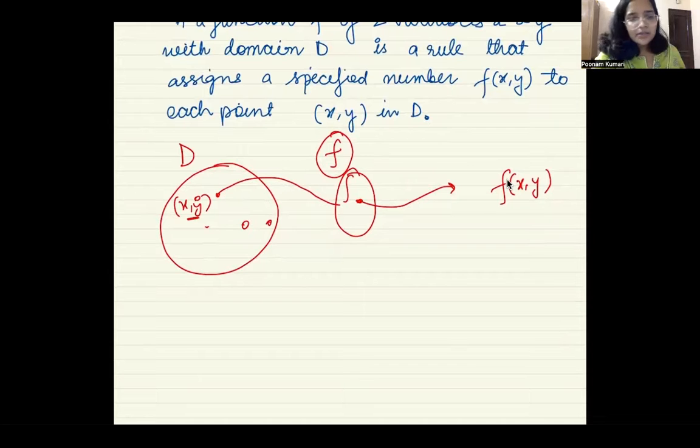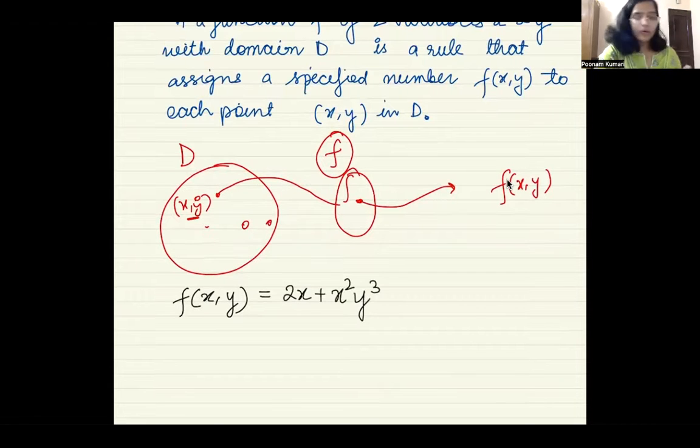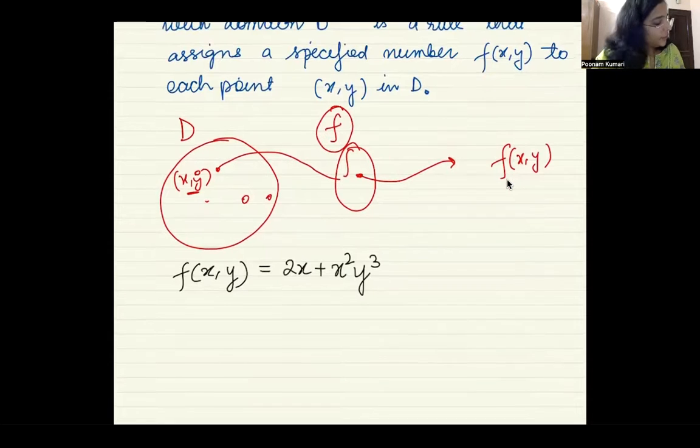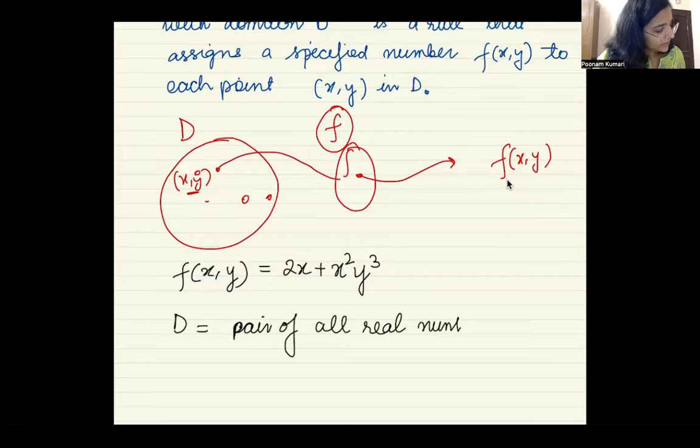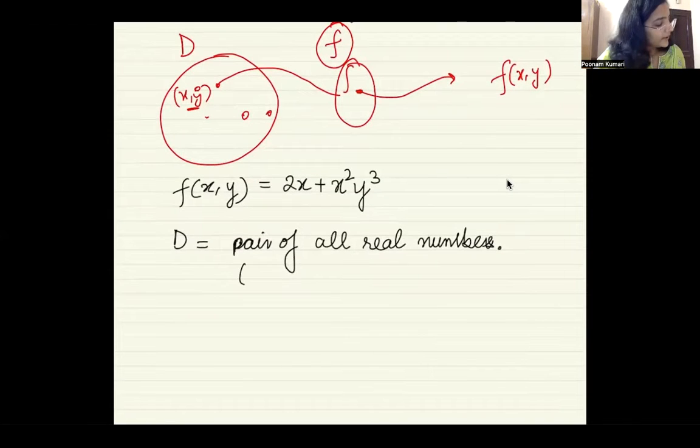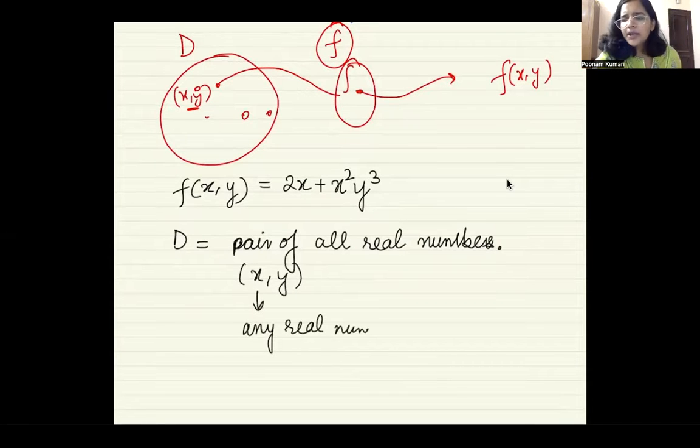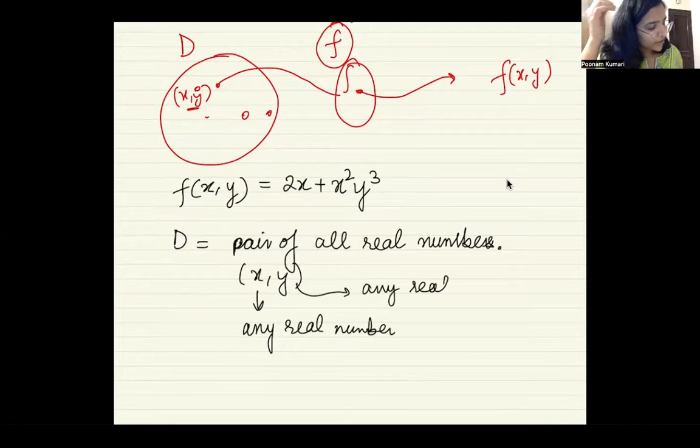अगर आप एग्जाम्पल लेके ट्राई करना चाहते हो, what does it mean? Let's say I have a function which is given by 2x plus x square y cube. This is one of my functions, and domain for this function is pair of all real numbers. Pair of all real numbers matlab my domain is x comma y, and this x could be any real number, कोई भी real number 1, 2, 3, 4, 2.2, 1, 0, anything, it could be any real number. And this y could also be any real number. So इस तरीके की pairing आप कोई भी कर दो, that will become our domain.